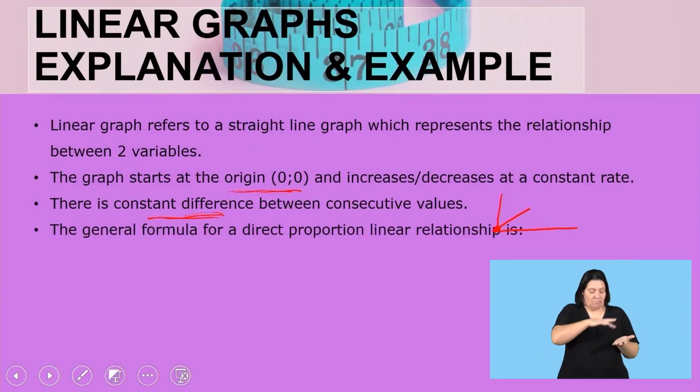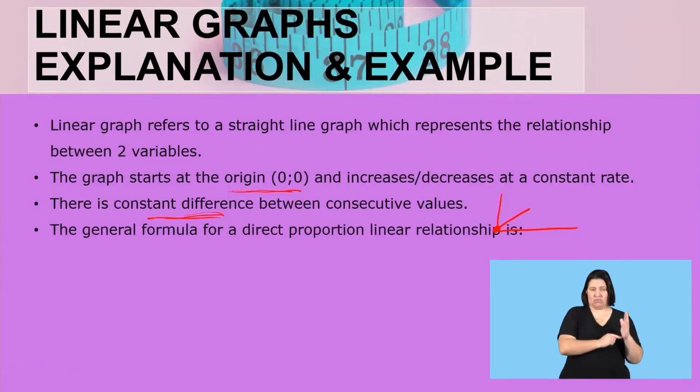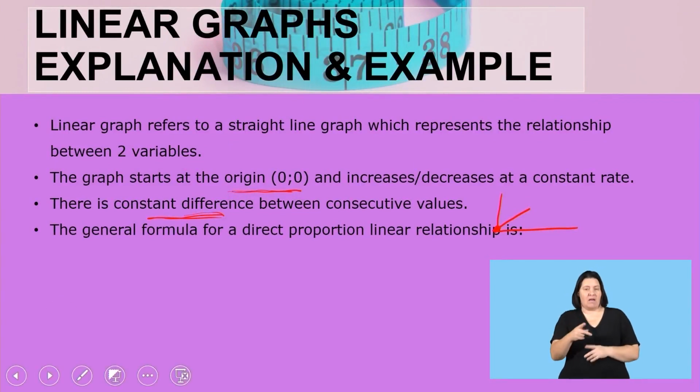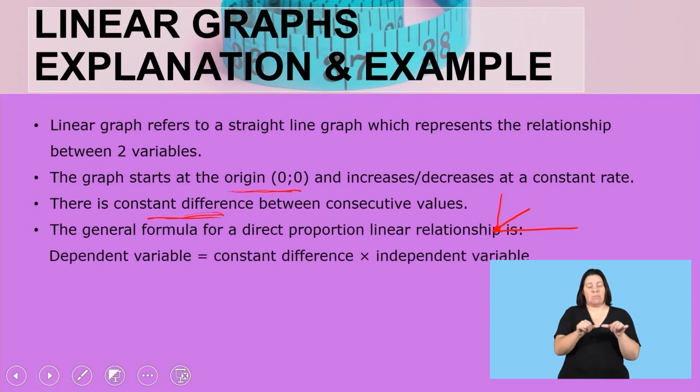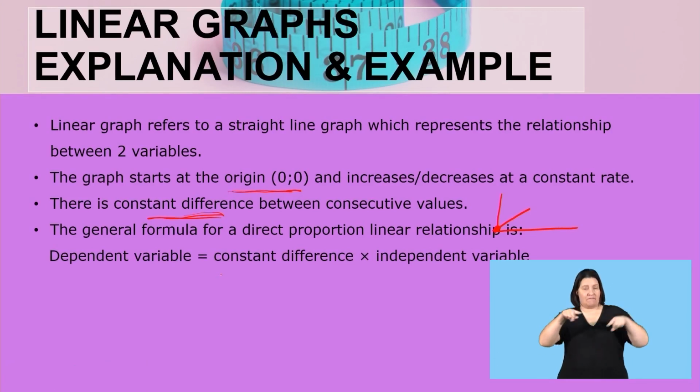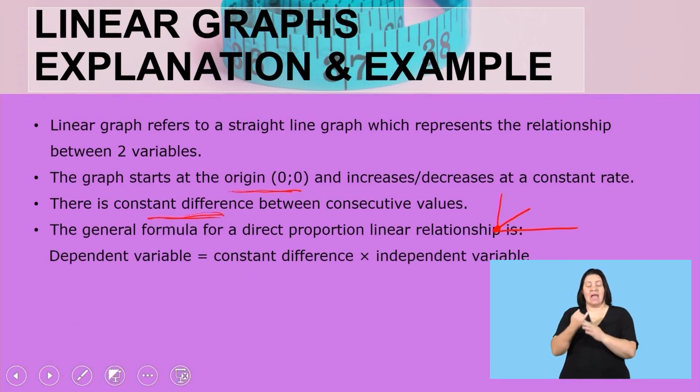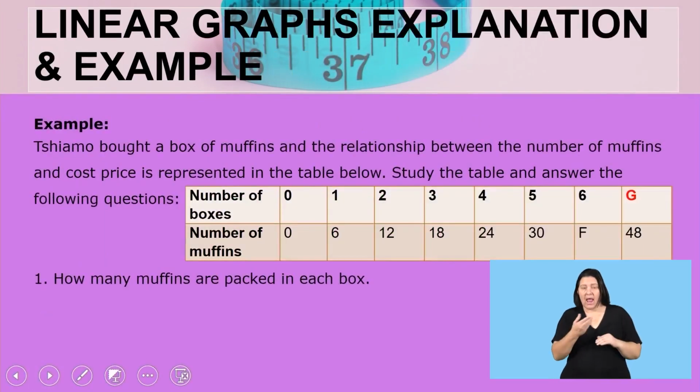But this is not the only graph with constant difference between two consecutive values. What is key with this graph is that as much as it has a constant difference between two consecutive values, it also starts at the origin. And the other fact is that the general formula for a direct proportion linear graph is that you calculate by taking the constant difference and multiplying it by the independent variable. And remember, the independent variable is the one which is found on top of the table.